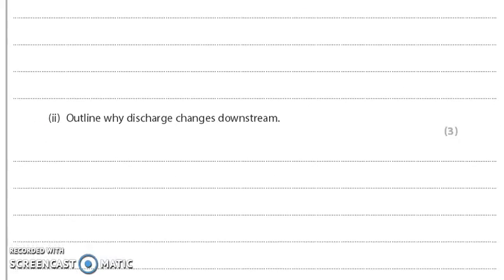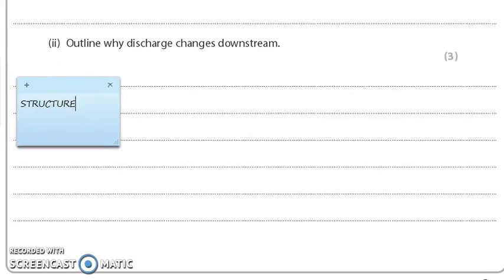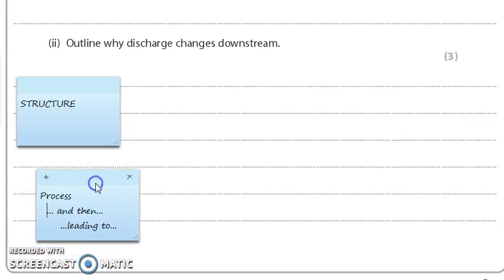Outline why discharge changes downstream. Think about the type of question we've got here. This is an outline question, so to structure this answer we're thinking about process, maybe one thing causing another. We're also thinking that because it is an outline question, we need to make sure we don't get bogged down in one position and we try and cover a wide range. That's what the outline is looking for.